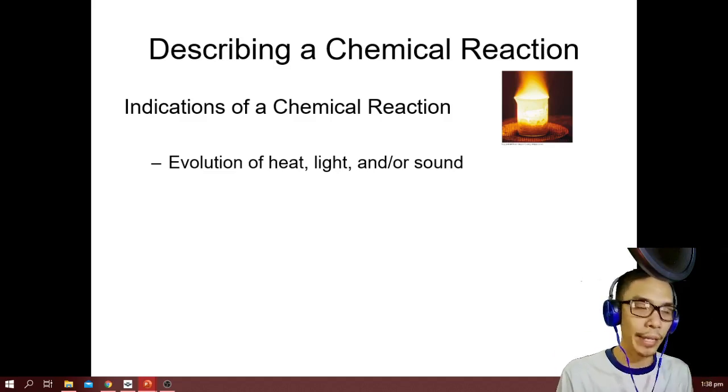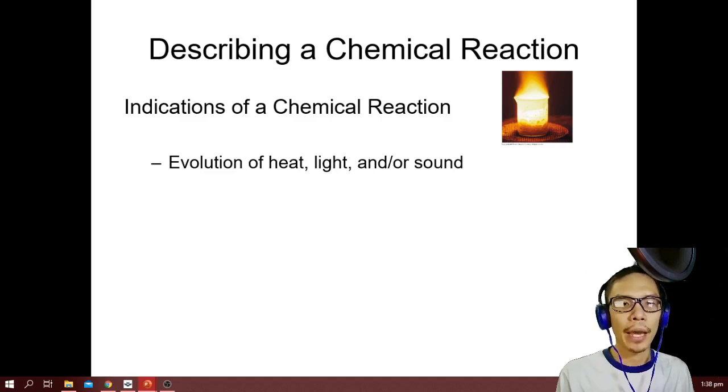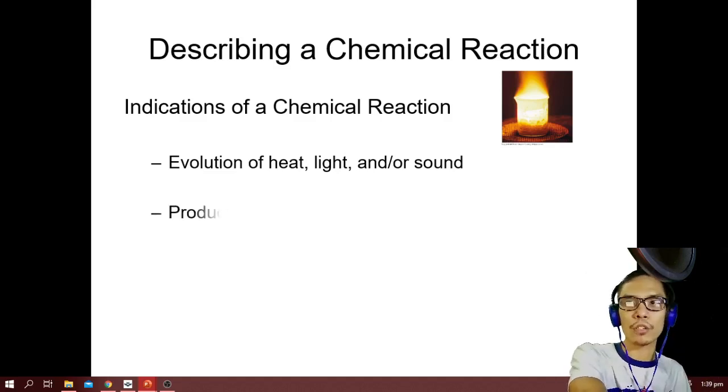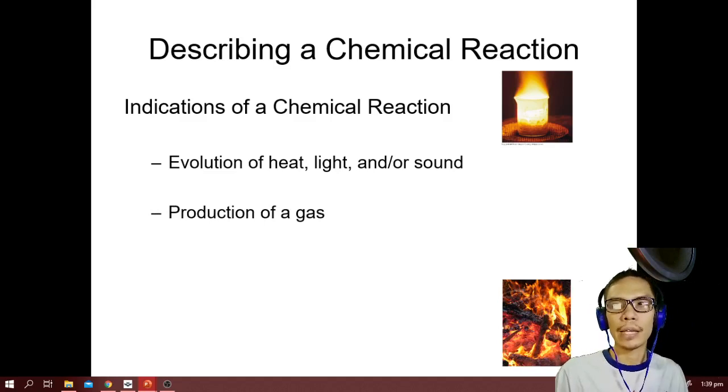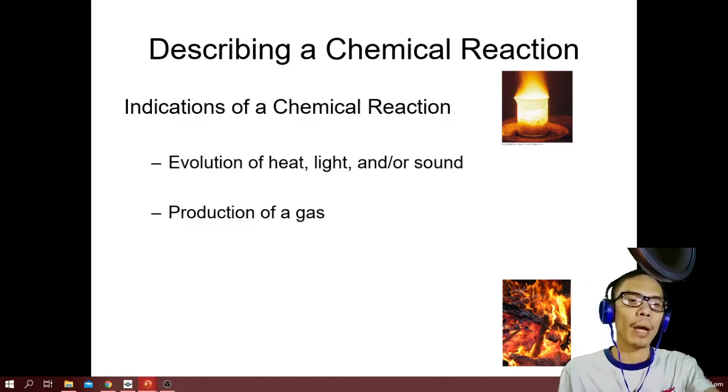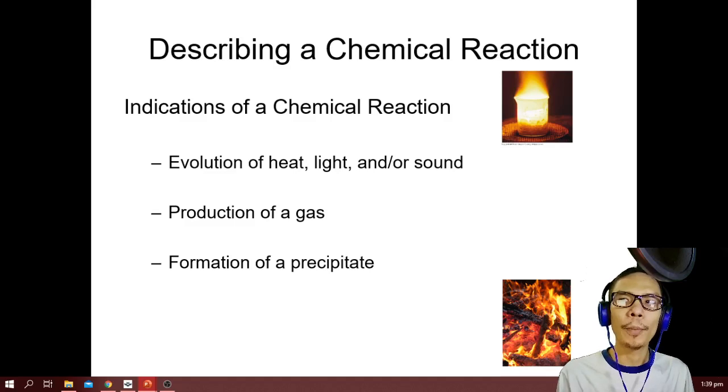In some cases, when sodium reacts with chlorine, there's light. And when calcium carbonate reacts with hydrochloric acid, there's heat. The next one is also gas. When you burn things, there is a product called gas.